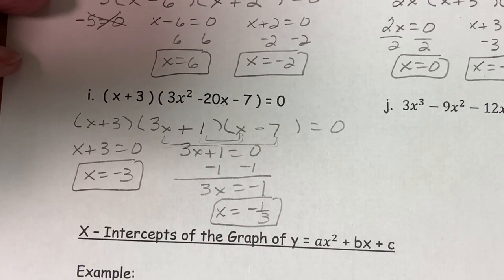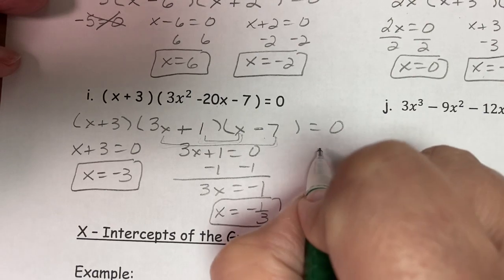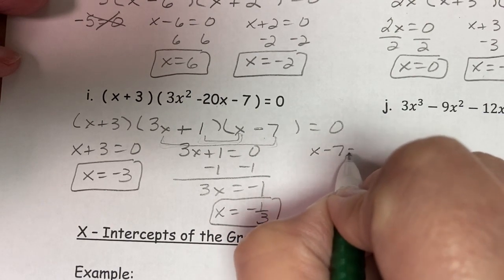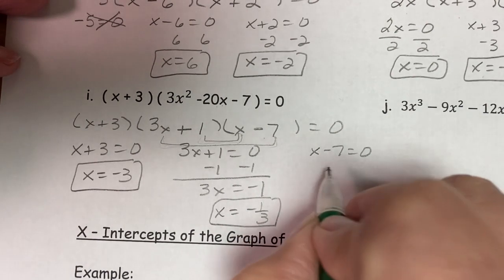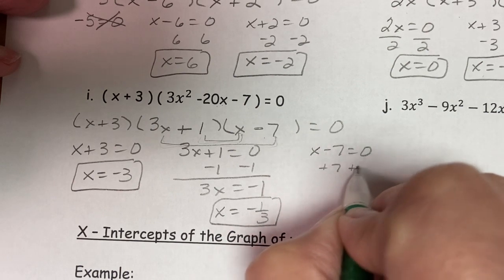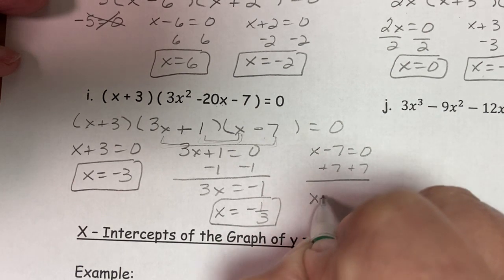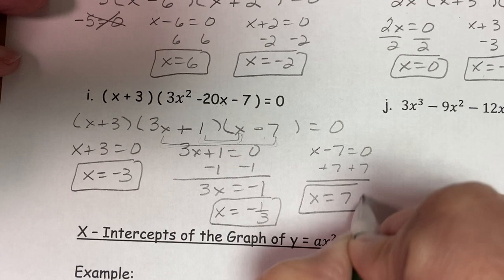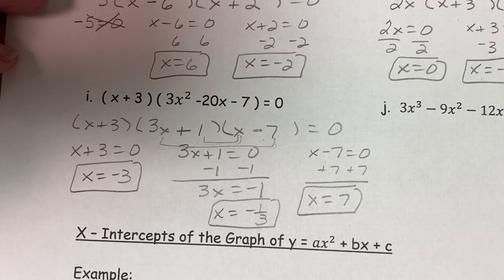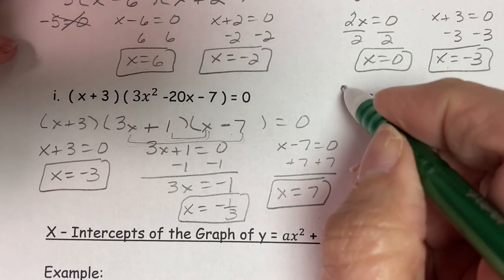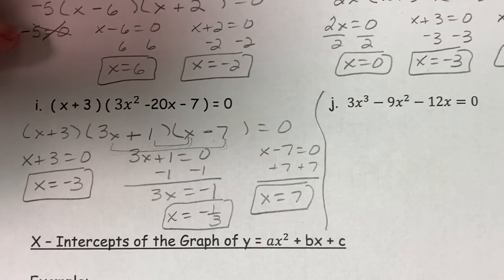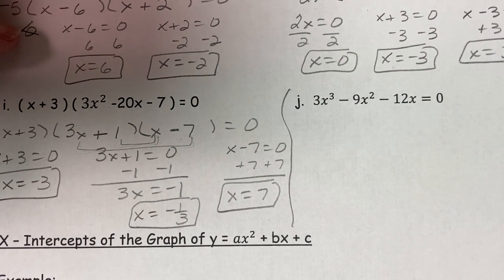Fractions will happen. And then finally, if I take x minus 7 and set it equal to 0 and add 7 to both sides, I'm going to get x is equal to 7. Go ahead and try J on your own. Pause the video and then come back and watch as I do it.